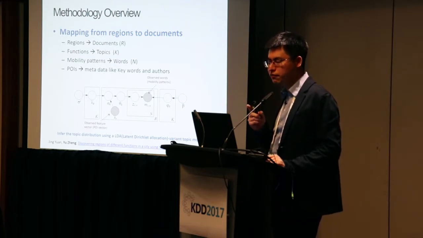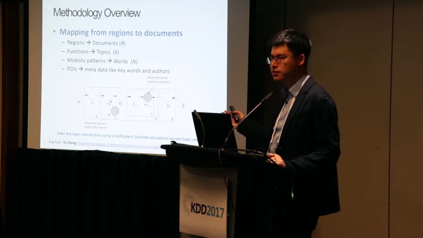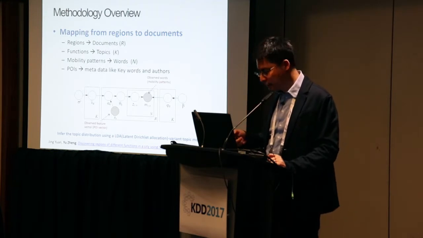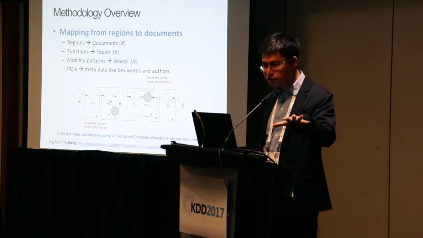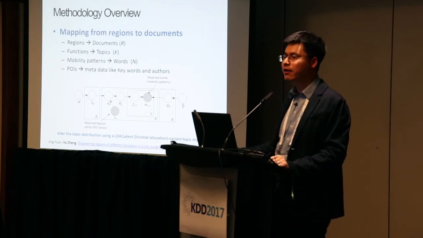What you only need to define is the number of topics, K. Once you define this, this is an unsupervised learning model, so it will generate the results automatically. The result is a distribution for each region across different functions. So how do we evaluate our method?